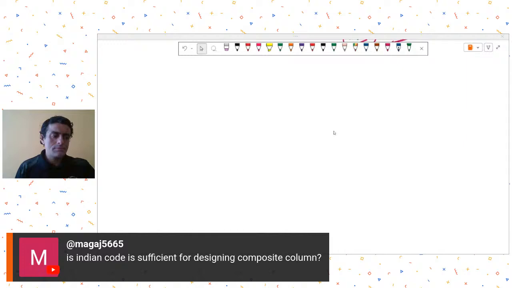because even ETABS has now enabled the composite column design as per Indian standard 1 4 something something. So I guess it should be sufficient, although I have never used it.